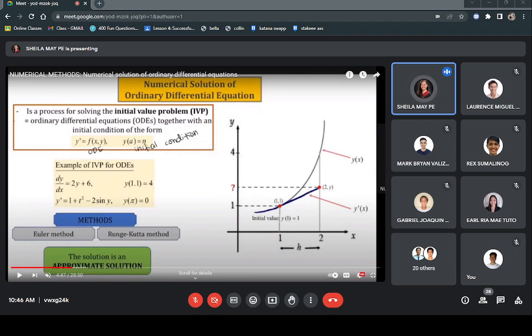Now, for an example of an initial value problem for ODE, if we have y prime, where dy over dx is 2y plus 6 at x is equal to 1, at y is equal to 1.1. It is multiplied already, class. Let's try. So we have here dy over dx, that's 2y plus 6 at y is equal to 1.1. It is equal to... where's my paper? Hold on.